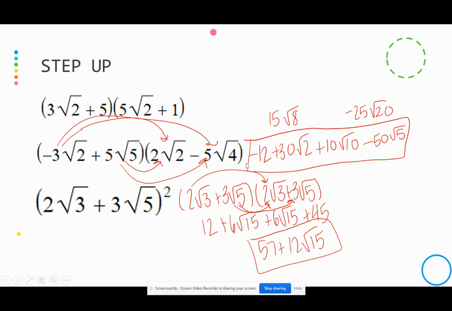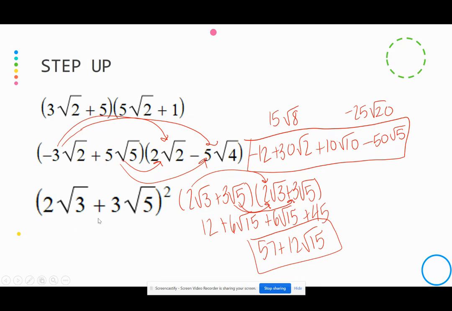And the last one becomes negative 5 times 5, which is negative 25. Square root of 5 times square root of 4, which is square root of 20. Then I know that square root of 20 is 4 times 5, so take the square root of 4 out, multiply by 2, and we get this. And there are no like terms. We can't combine any terms, so we keep it as is.